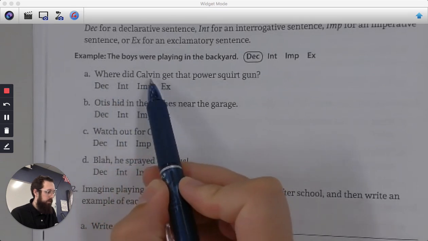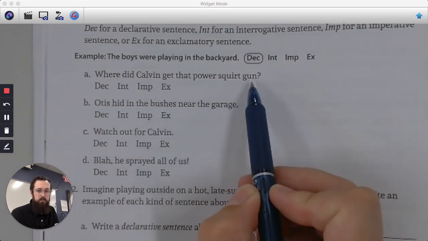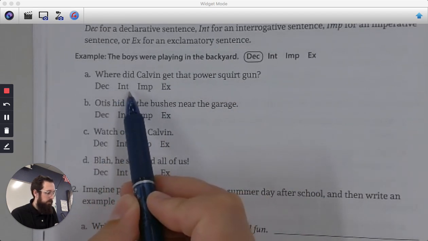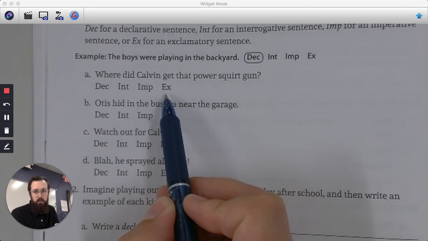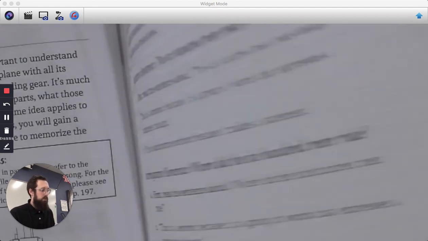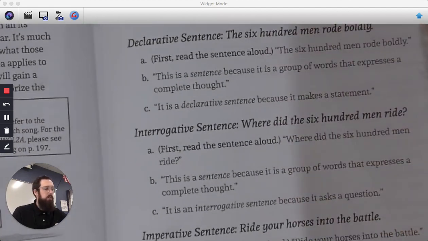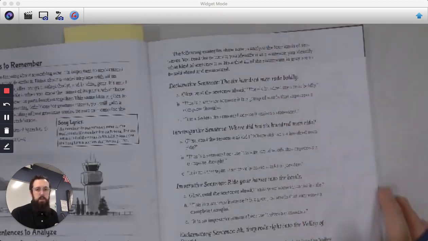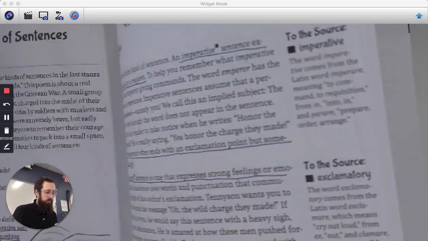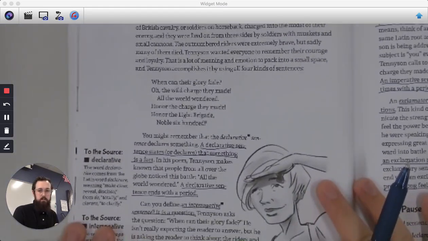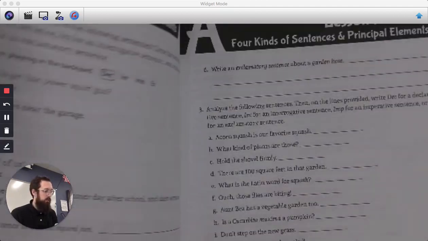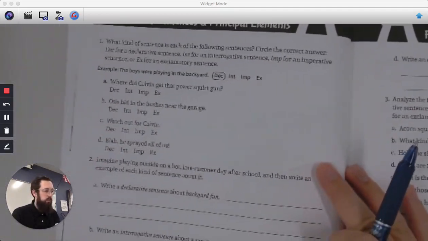Your job for the rest of this is to read each sentence. Where did Calvin get that power squirt gun? And then I need to decide, is it declarative, interrogative, imperative, or exclamatory? If you're having a hard time remembering what each one does, you have more examples on this page. And we just went through and underlined the important parts about what each one is. So go back and look at those definitions. The definitions are also in the glossary.